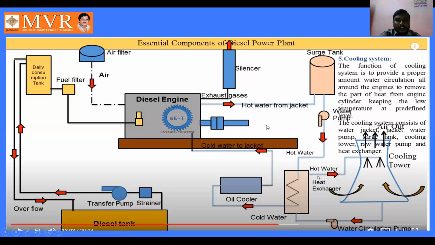This is why we are using the cooling tower in a diesel power plant, to cool. Water circulation all around the engines removes part of the heat from the engine cylinder. For removing the heat from the engine cylinder, we are using the cooling system. This is how we use the cooling system in diesel power plants.